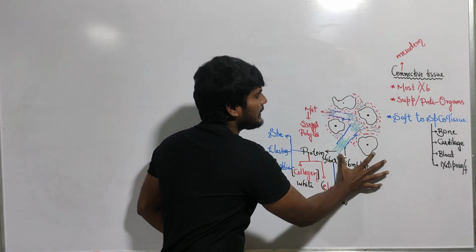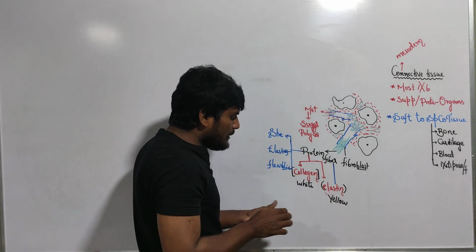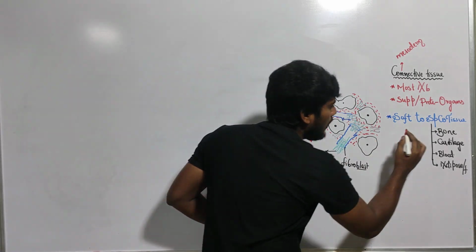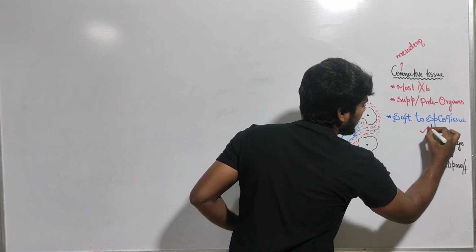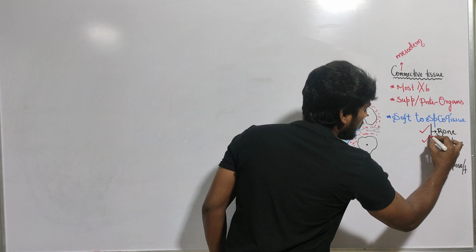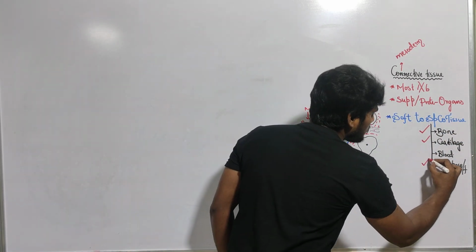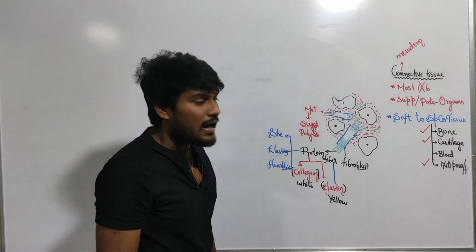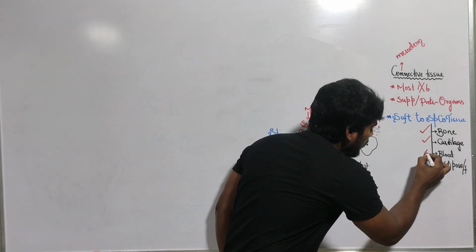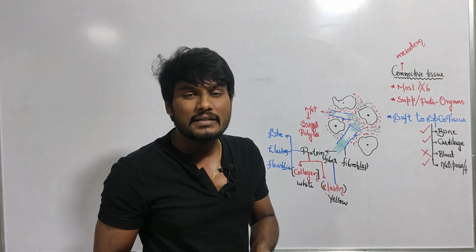This comes under the connective tissue. So now you remember, in bone fibroblast cells are present. In cartilage fibroblast cells are present. Yes, of course. And in adipose tissue also there is a presence of fibroblast cells. But in the blood the fibroblast cells are absent.